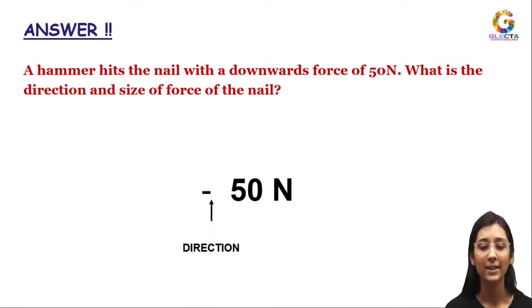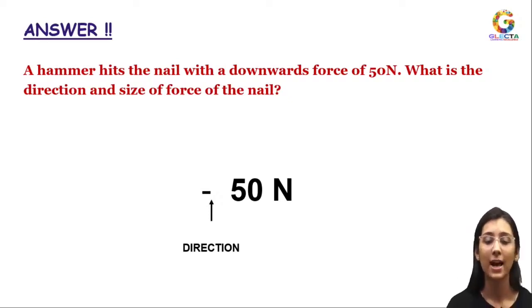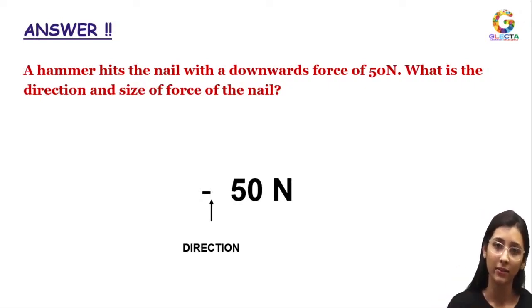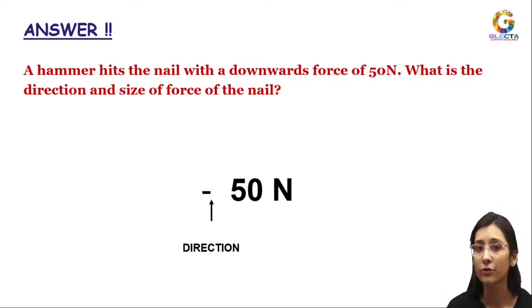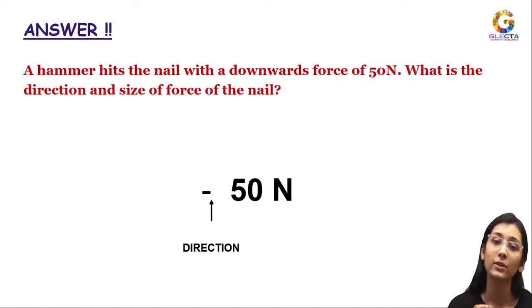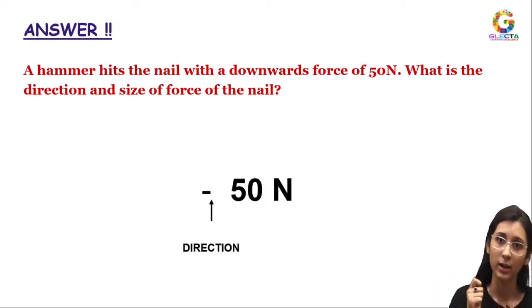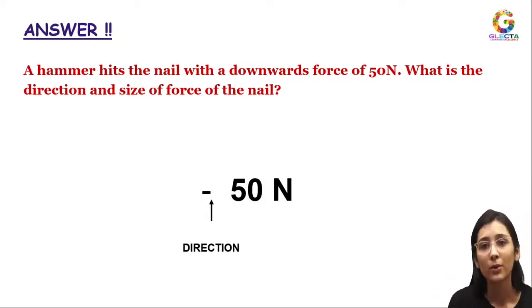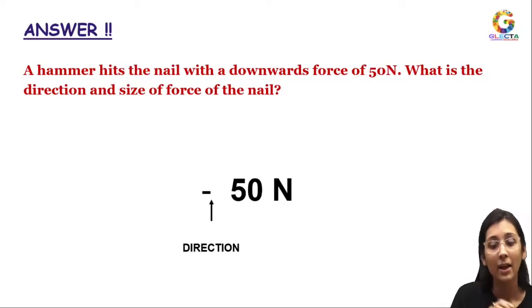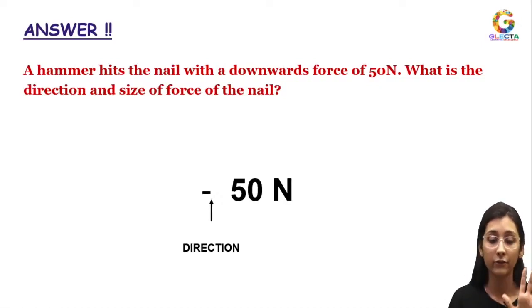Now here, a hammer hits the nail with a downward force of 50 Newton. What is the direction and size of the force of the nail? Okay, so there was a hammer. You hit the nail with that hammer, and with how much force? With 50 Newton force you hit that. Now you were asked, what is the direction and size of the force of the nail? Obviously since you are applying force in a downward direction, it will move downward. Now you are asked the size of the force of the nail. How much force? 50 Newton force.